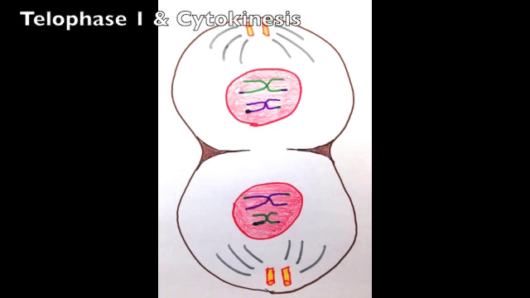During telophase I, each half of the cell has a complete haploid set of duplicated chromosomes. Cytokinesis is the division of the cytoplasm where each daughter cell receives an equal amount. Both telophase and cytokinesis occur simultaneously.